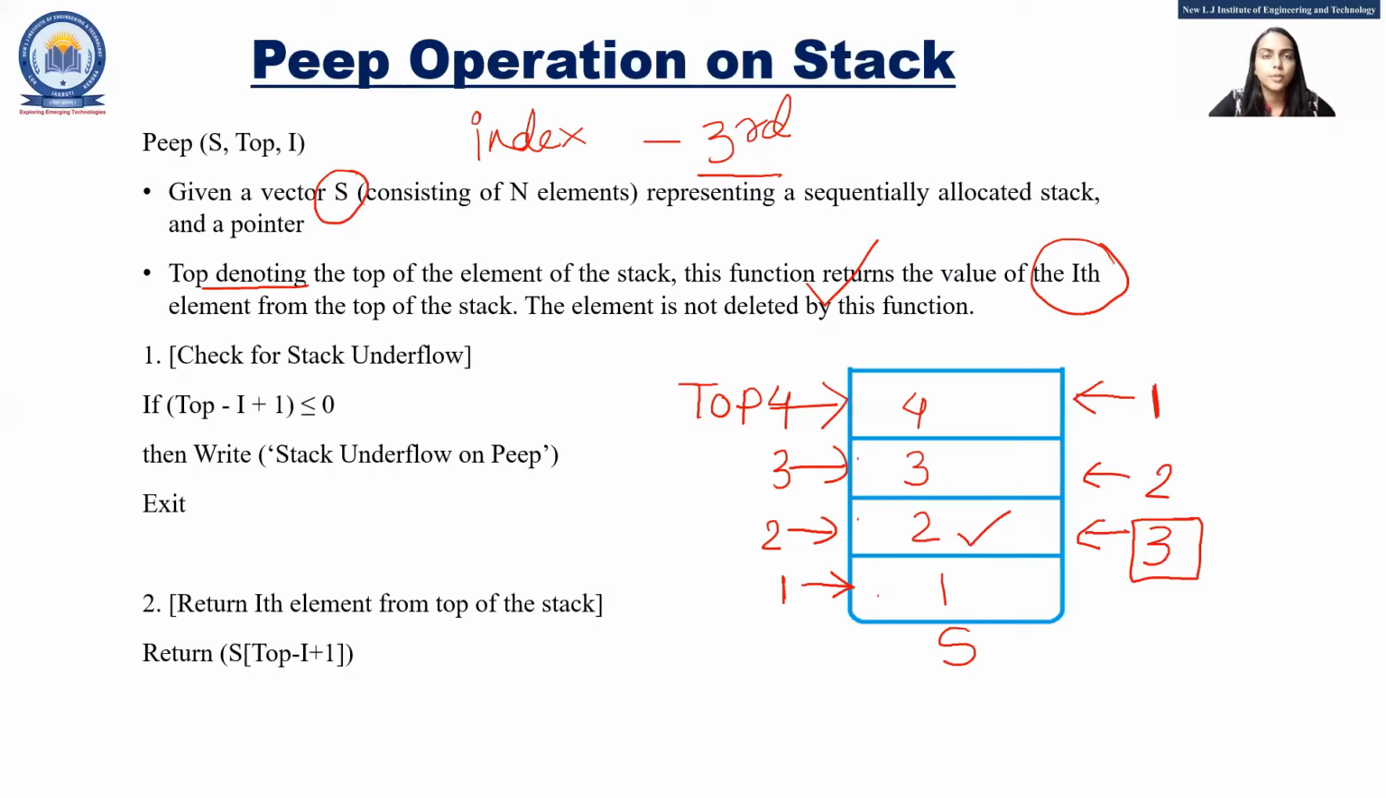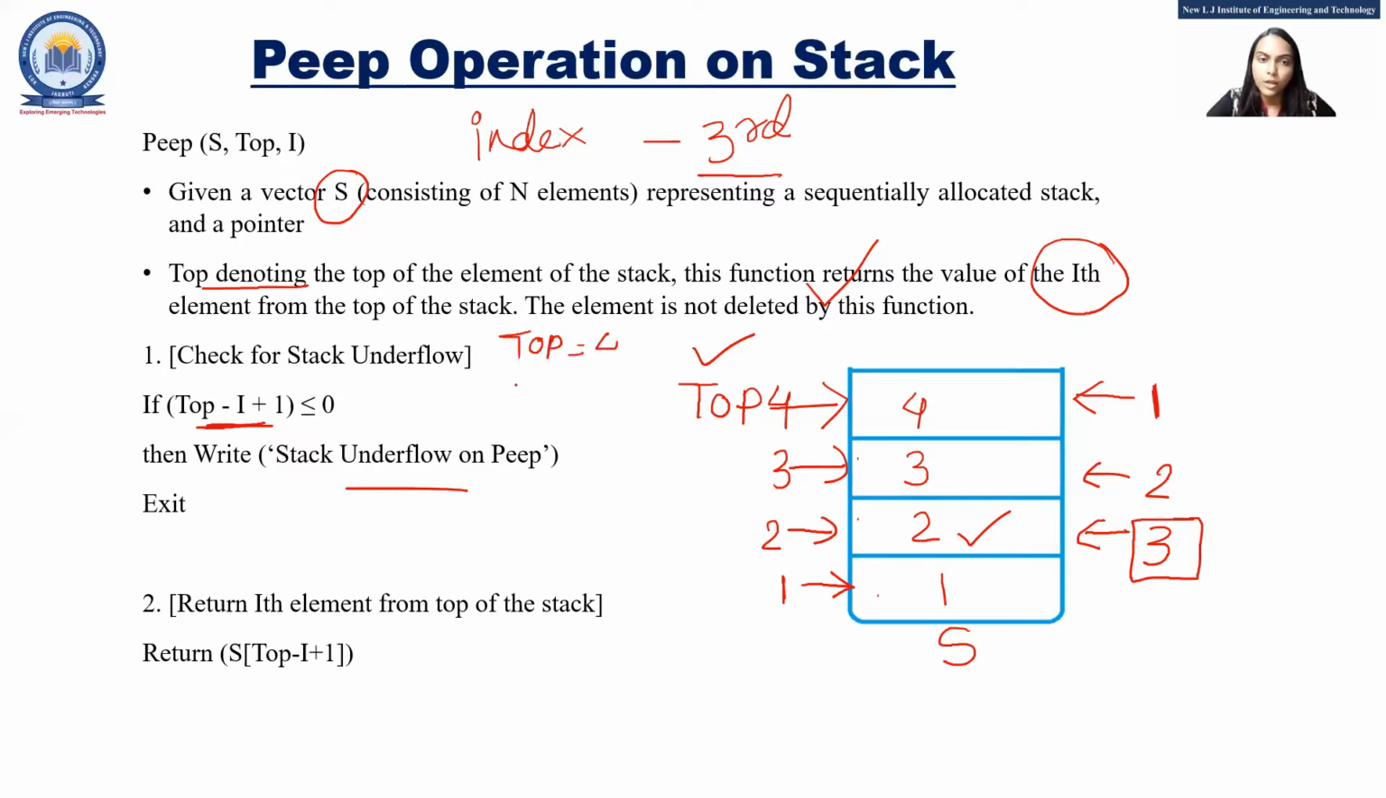Here also students, we need to check for underflow condition. Why? Because if stack has some elements, we can definitely find it. But what if the stack is empty or the index is not available? In that scenario, we need to check for stack underflow. Now, the condition for stack underflow is top minus i plus 1. If top minus i plus 1 is less than or equal to 0, we say that stack underflow on peep is there.